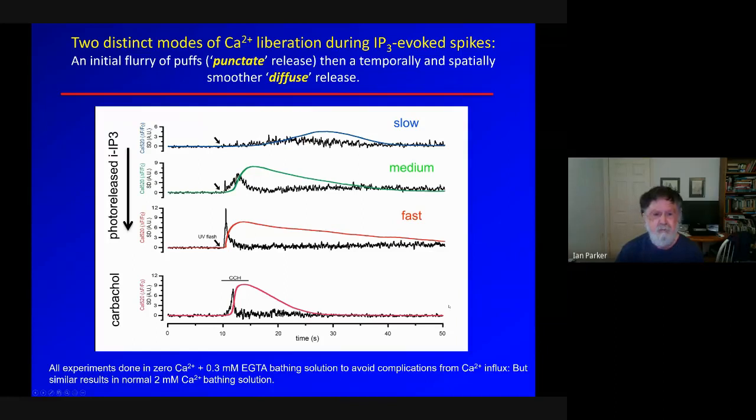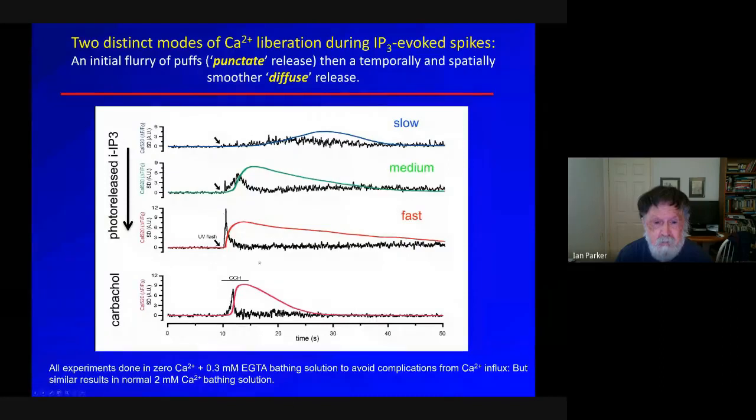Again, here the smooth traces are all just the raw calcium signal from a cell. The noisy traces are the SD signal representing puff activity. In the top three, we photorelease increasing amounts of IP3. With a small amount, we have puffs that continue for a long time, with only a very small rise in global calcium. With more IP3, we get a faster rise in the global signal. And again, we see the puff activity.